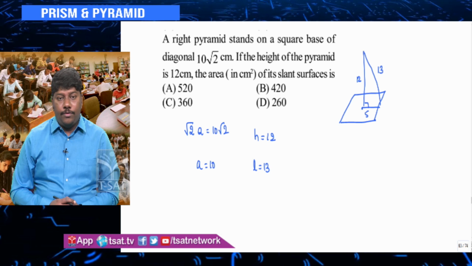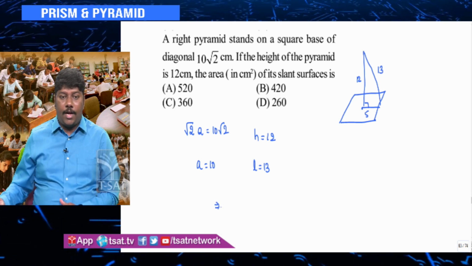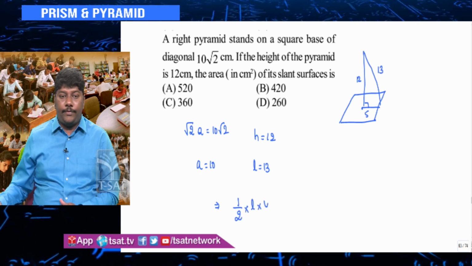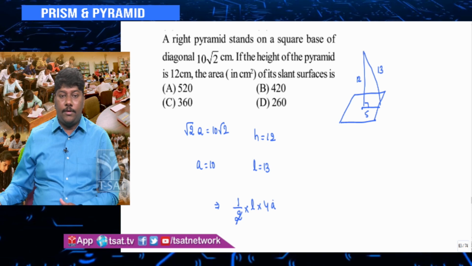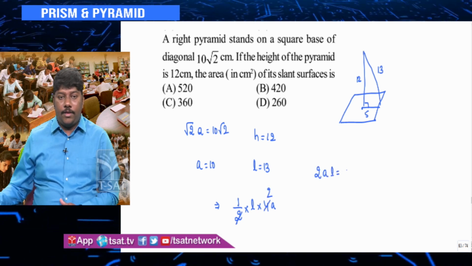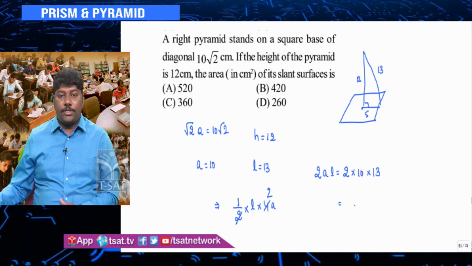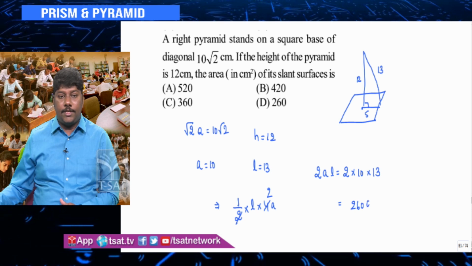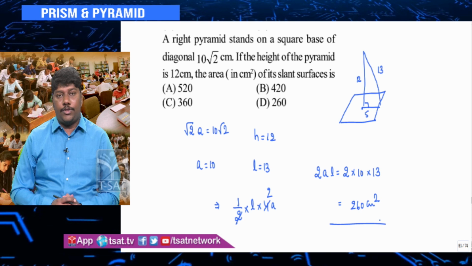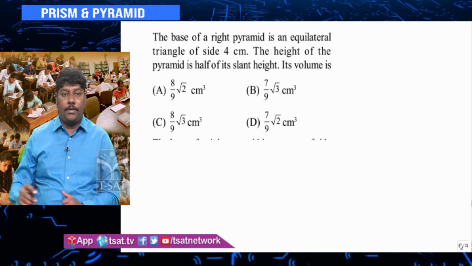So he is asking what the slant surface area is. The area of the slant surface is half into slant height into base perimeter, that is 4a, so it becomes 2aL. A is 10, L is 13, which gives 260 centimeters square. So the slant surface area is 260. Look at the next one.